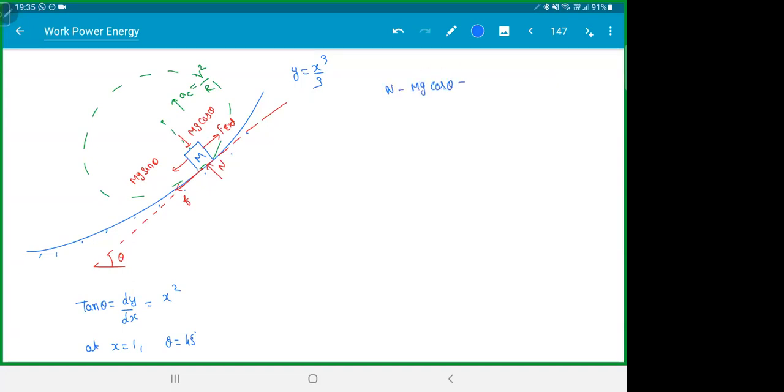N is not mg cos theta. If you have done that, it's a blunder. It is mv square by r. So normal reaction will be mg cos 30, theta is 45. I'll leave it there, plus mv square by r.